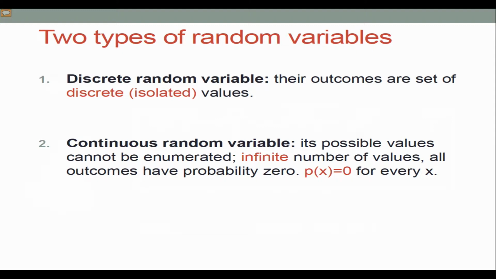So we have already talked about 2 types of random variables. One is a discrete random variable. So far, all the examples are about discrete random variables. Next, we're going to look in detail at the continuous random variable. Again, for a continuous variable, the possible values cannot be enumerated, there are an infinite number of possibilities for its values, and all the outcomes have probability 0 for every x.